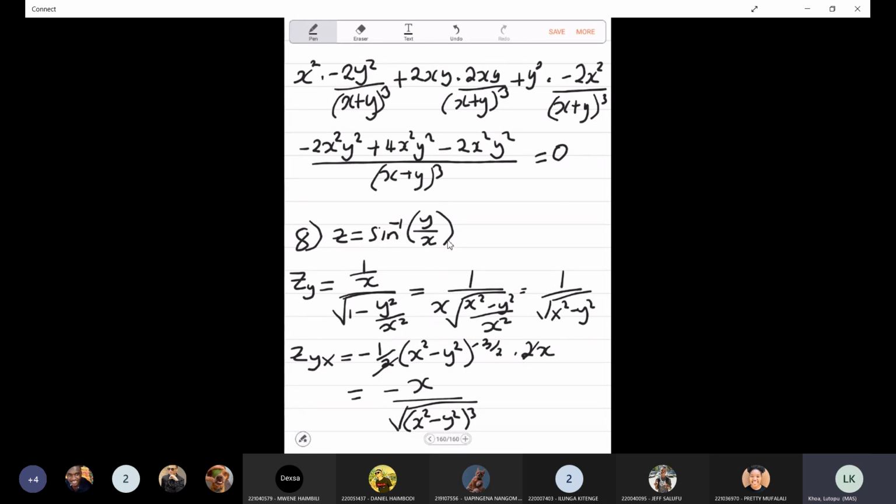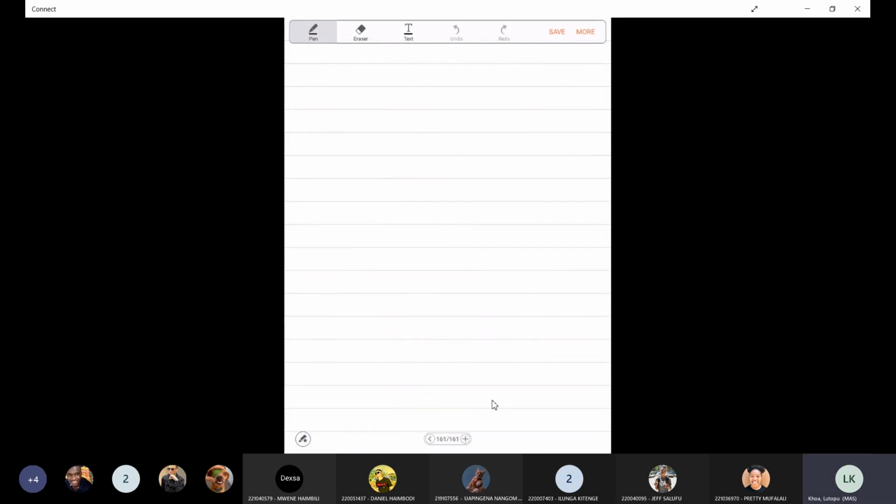First you differentiate with respect to x, and then with respect to y, and then show that your answer will be exactly the same as this. So z with respect to x, this is still arc sine, so the derivative of y over x in the numerator, so this is negative y over x squared.